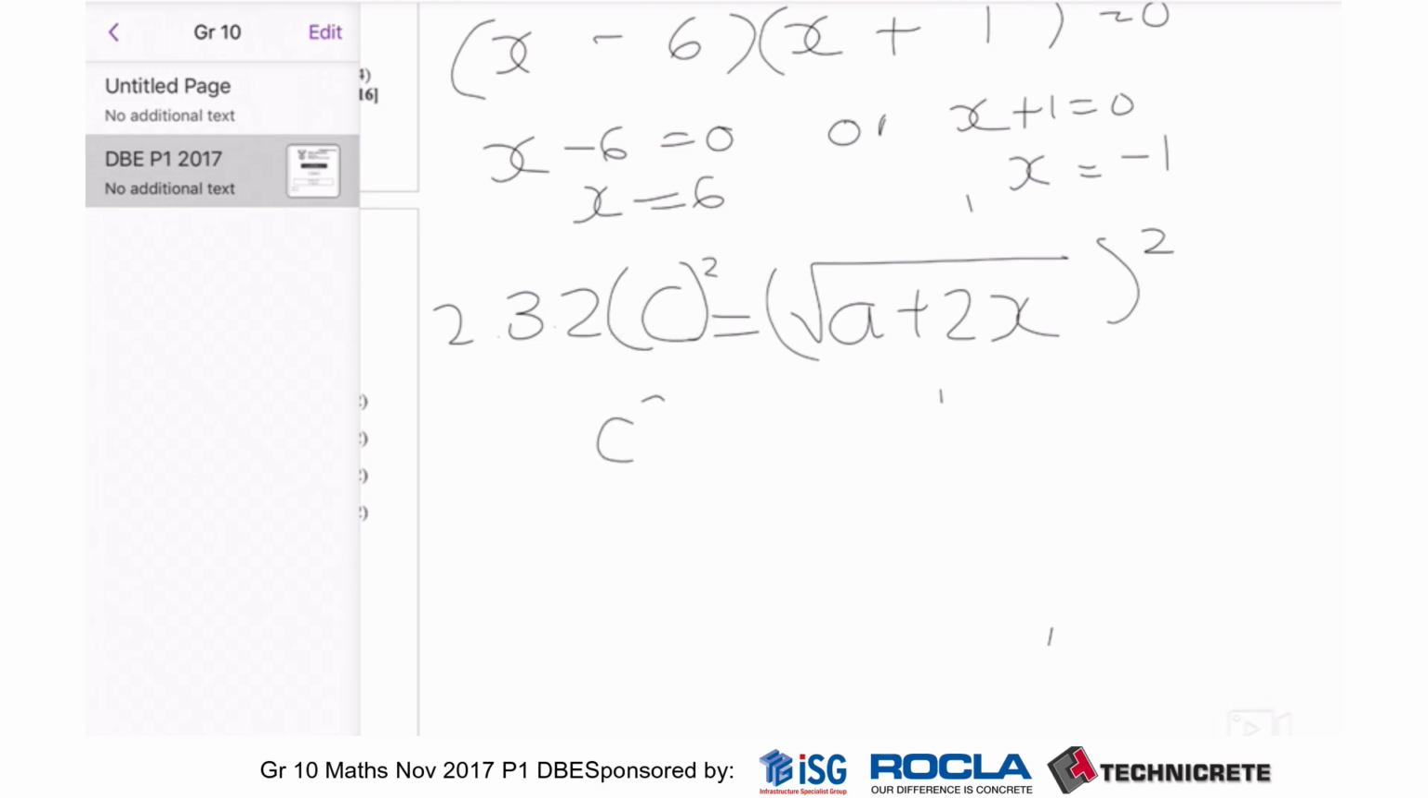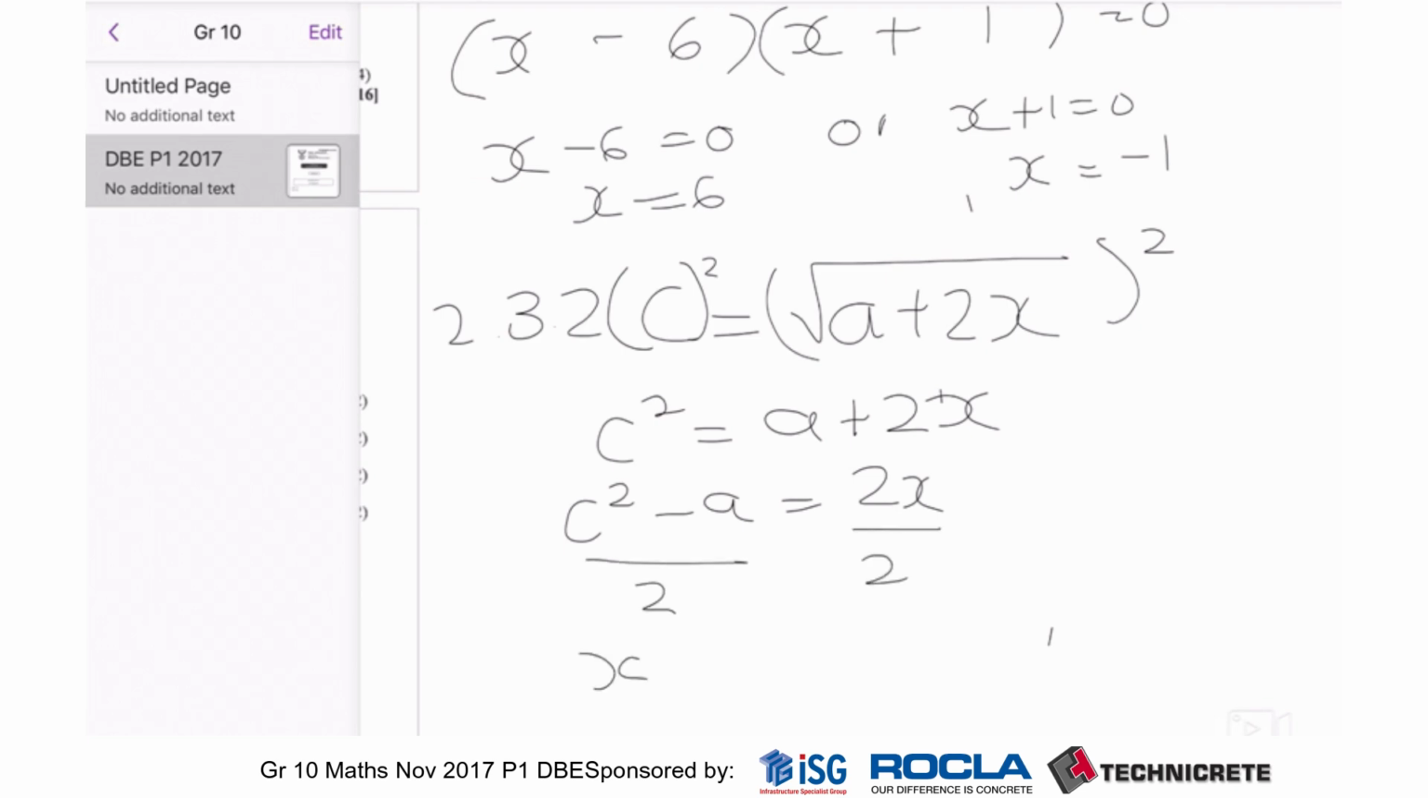So I'm going to have c squared is equal to a plus 2x. Still the same concept. I'm wanting to isolate x, so c squared minus a is equal to 2x. Divide by 2. x is equal to c squared minus a, over 2.